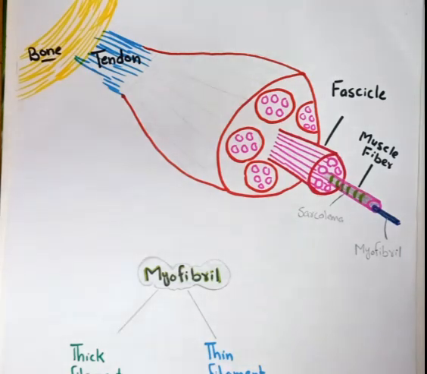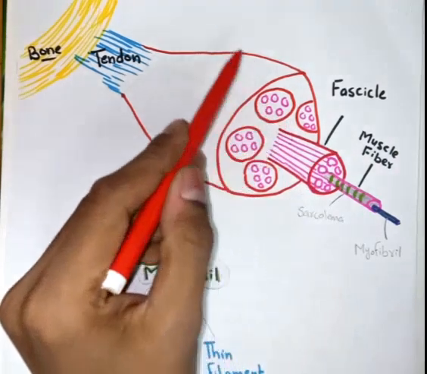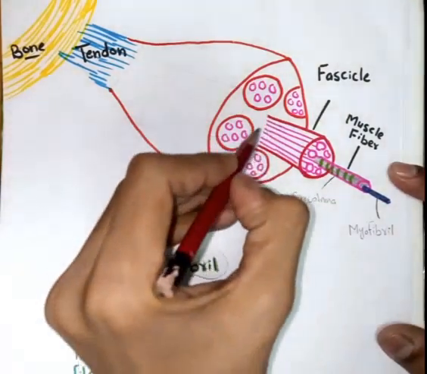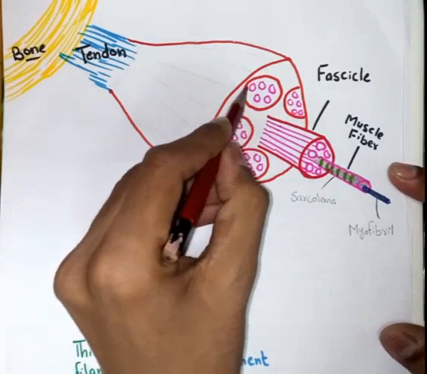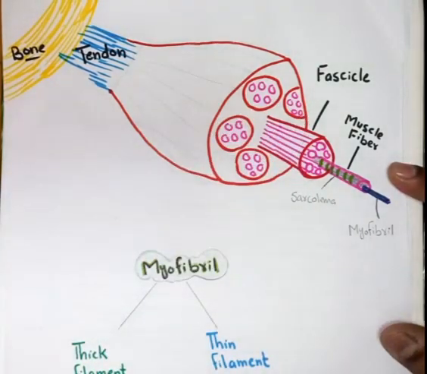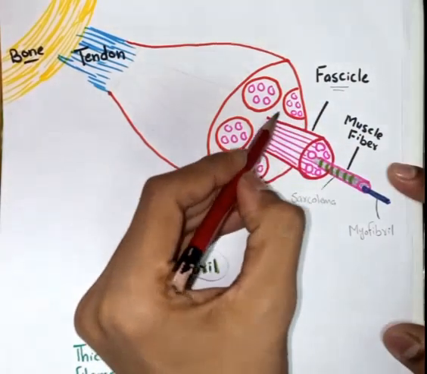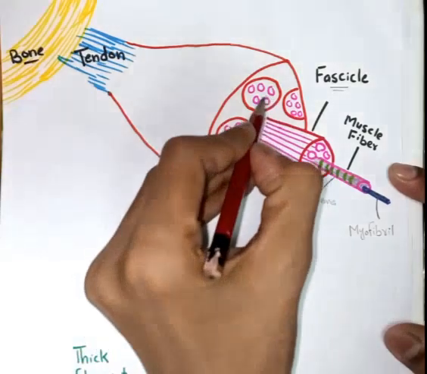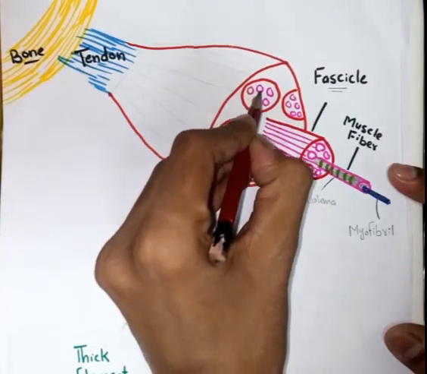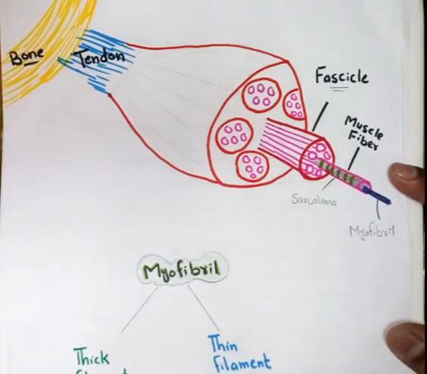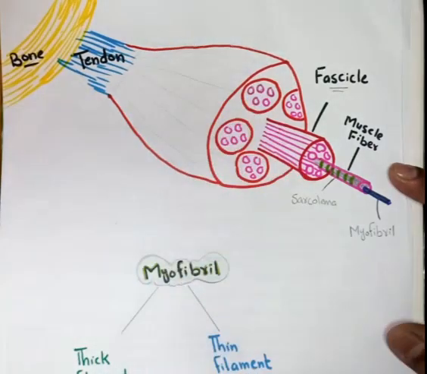So before moving to the mechanism, first of all, let me tell you the structure of skeletal muscle. Here you can see I have drawn the structure of skeletal muscle, and these bundles are the bundles of muscle fiber, and each bundle is called a fascicle. In each fascicle, there are lots of muscle fibers, and one muscle fiber is considered as one single cell. So this one muscle fiber will act as one single cell.